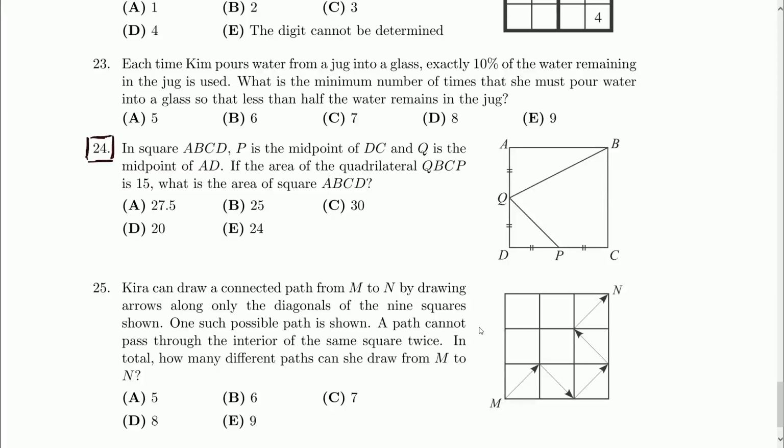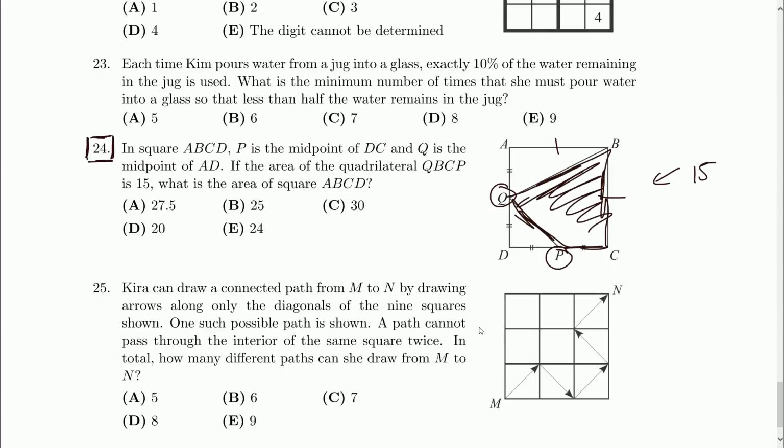So, in square ABCD. It's a square. They sort of have it on their diagram, but I'll also mark these sides. They're the same length. P is the midpoint of DC, and Q is the midpoint of AD. If the area of quadrilateral QBCP is 15, what is the area of the square?